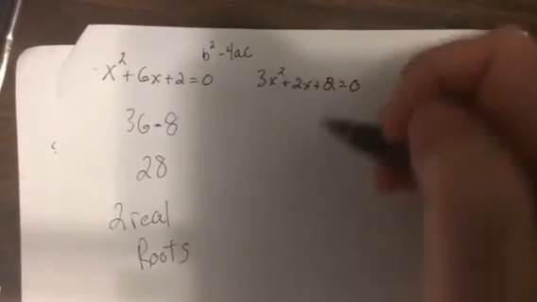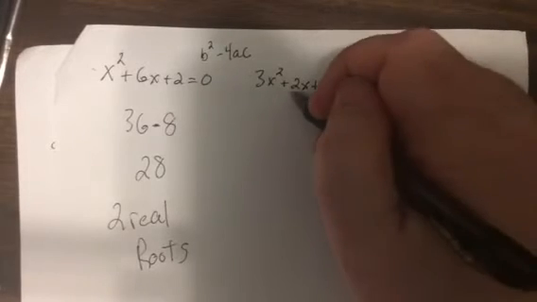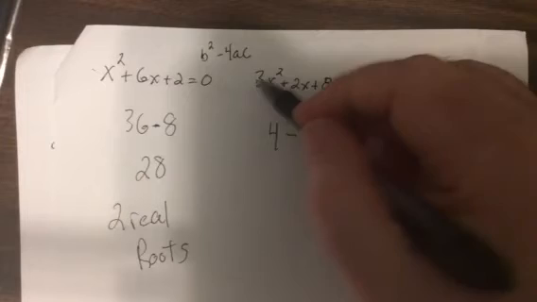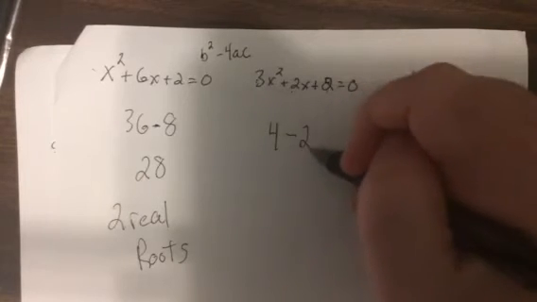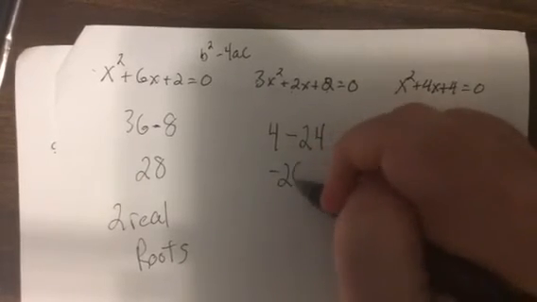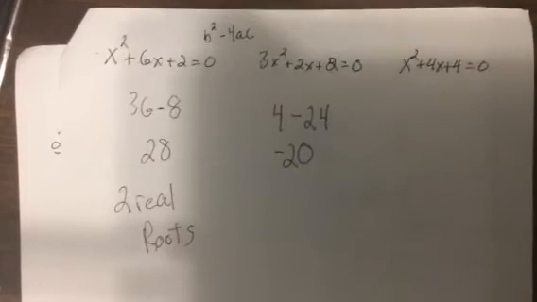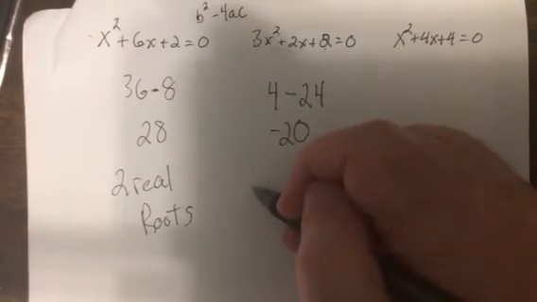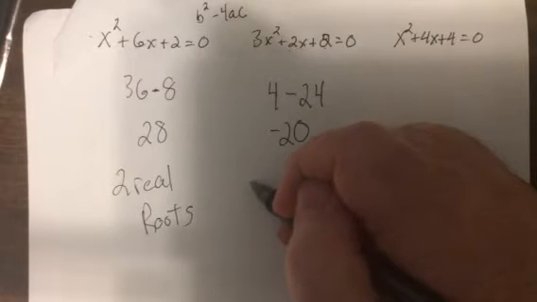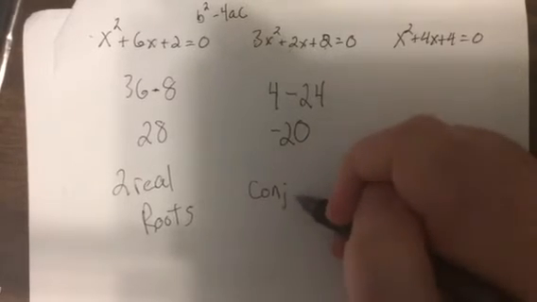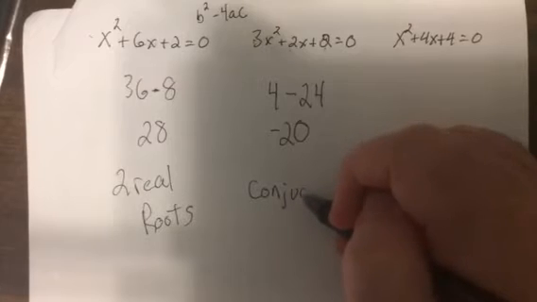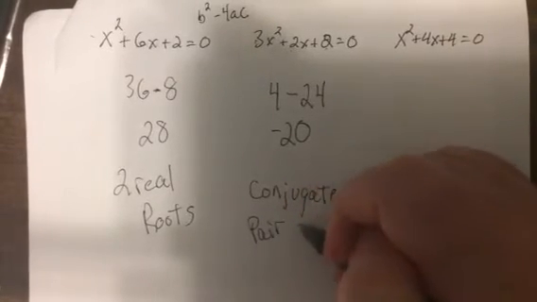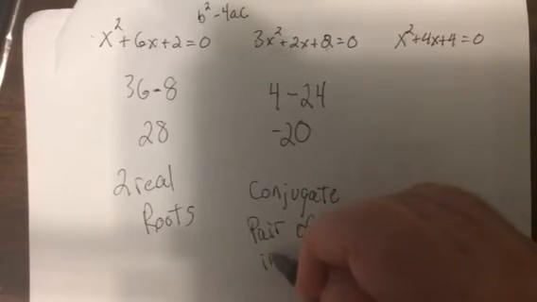Now let's find the discriminant again. Let's see, b squared is 4, minus 4 times 3 is 12, times 2 is 24, so it's negative 20. So that means it's going to be, well, a conjugate pair, meaning there's two of them, one's plus, one's minus, of imaginary roots.